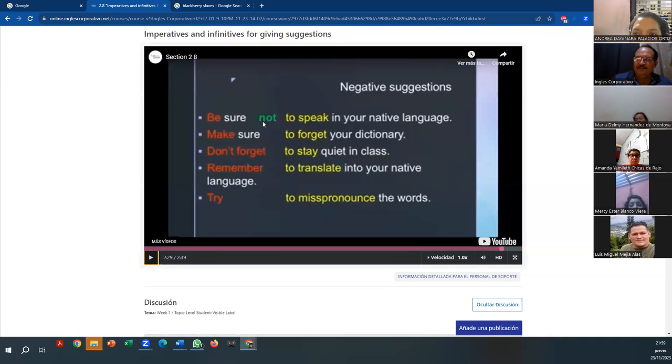Okay, so if you say, for example, "make sure to forget your dictionary," in this case it's like when you are giving a bad instruction to a person. When you want to make it negative, you're going to use "make sure not to." Make sure not to fall asleep in class. The teenagers sometimes in the morning are sleeping in the classroom, right? So you have to say, make sure not to fall asleep in class.